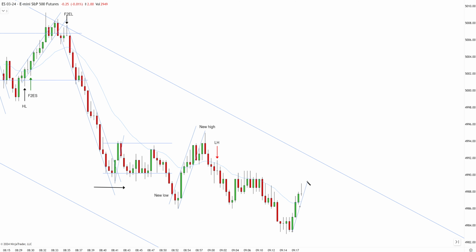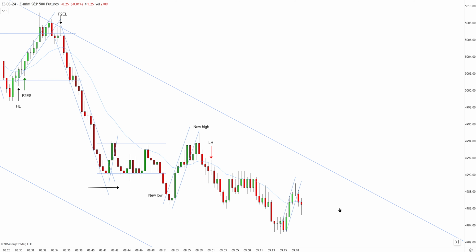We have a strong push above EMA. Uptrend is in play. You can see every single time I'm drawing these short-term channels, because once you break a new high, that's a good sign for me that I can consider selling again.